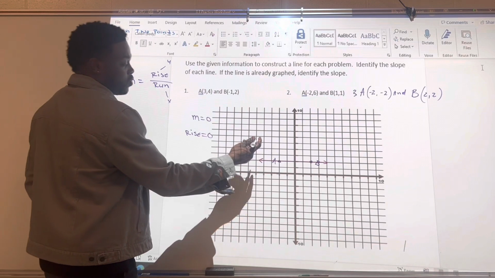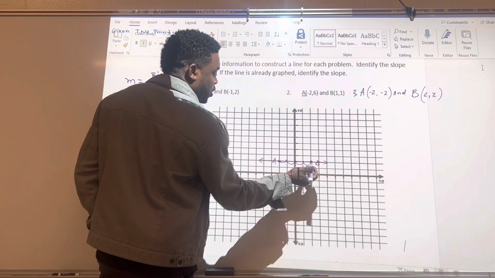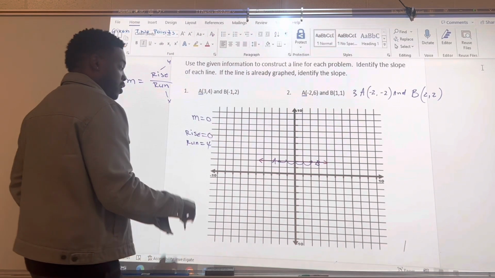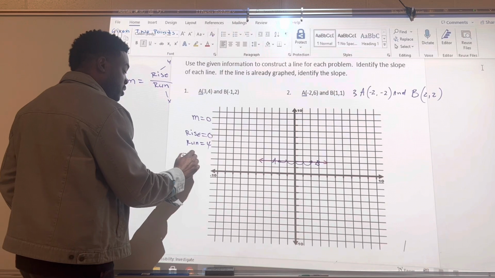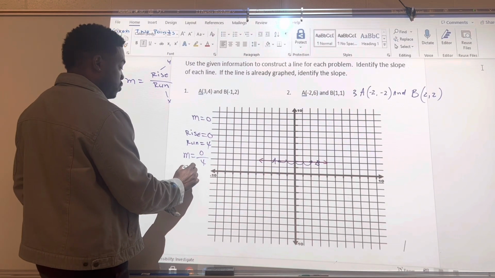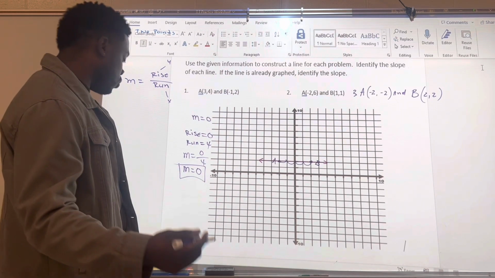If you want to be technical, you can try to find the run. The run is 1, 2, 3, 4. You could say that my run is equal to 4, meaning that my slope would be 0 over 4, which means that my slope is equal to 0. And I have another one to tell you.